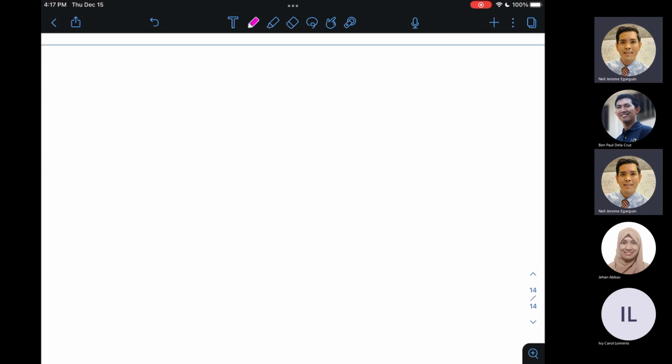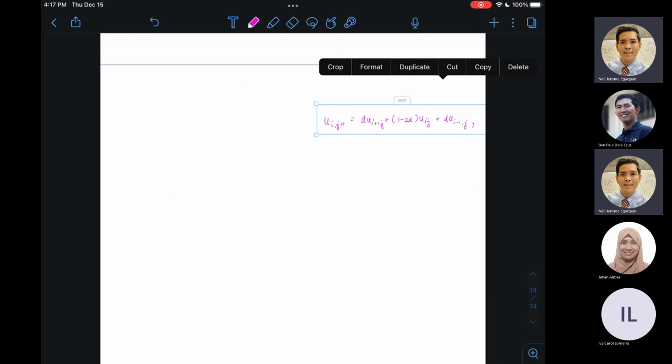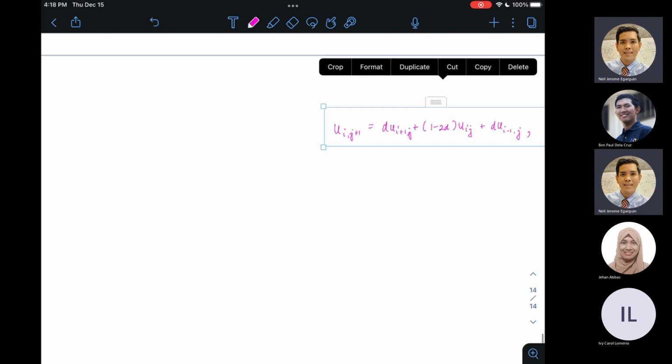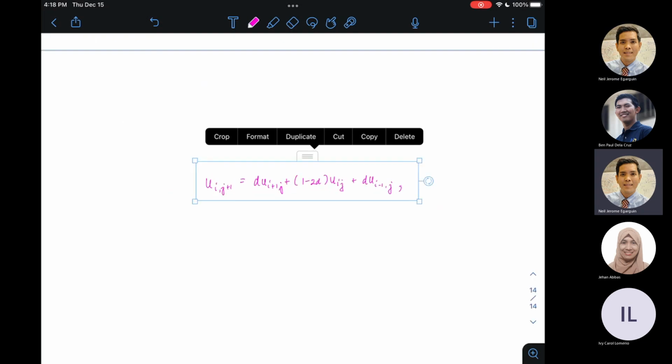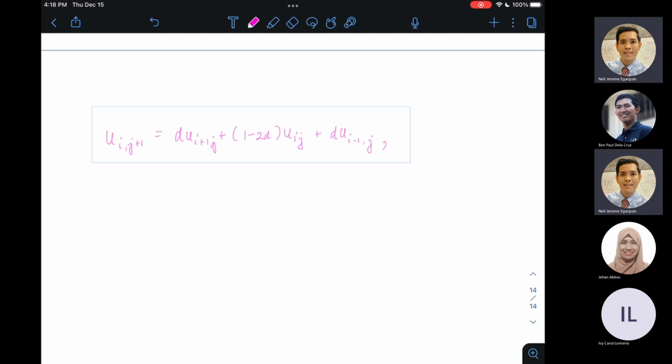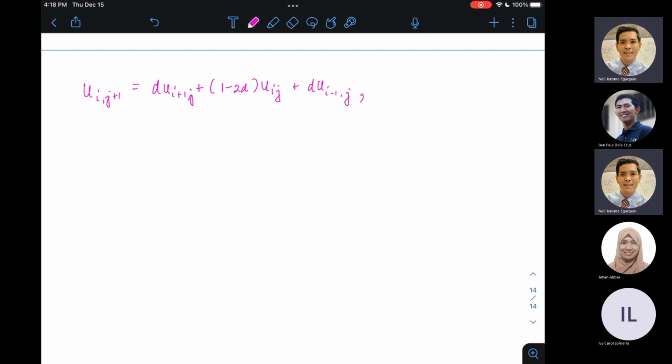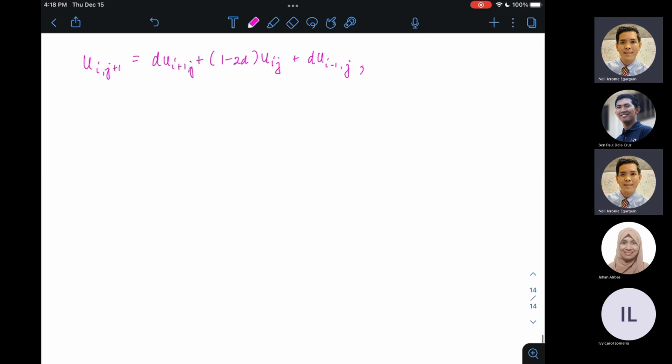But here's our equation. Let me just paste it here. Okay. So yan yung equation na gusto nating i-translate into a matrix. Well, it's just finding the pattern and arranging it into a nice matrix, right? So my general goal is to write it as a coefficient matrix times the vector of unknowns. But here, the unknowns will be iterative in J.